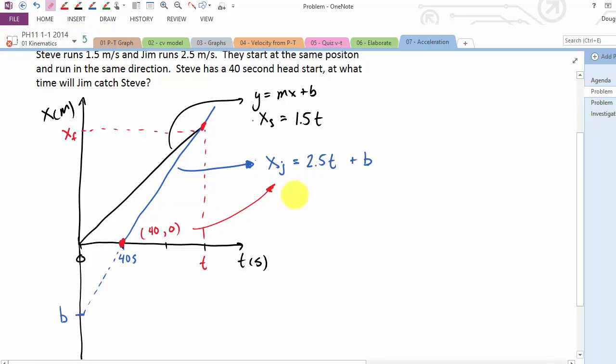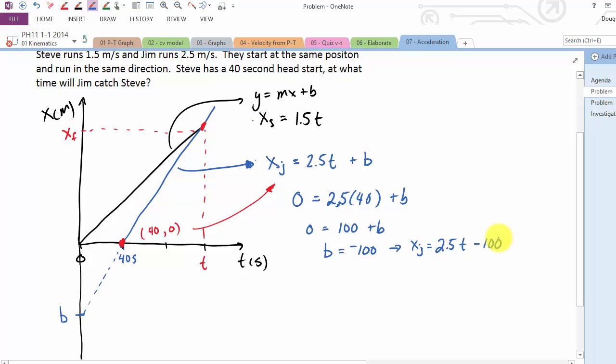If we plug that point into this equation, we can solve for b. The position there is 0, and the time is 40, so 0 equals 2.5 times 40, which is 100, plus b. So b equals negative 100. We can then say that the equation for Jim is xj equals 2.5 t minus 100. Great, so now we have the equations for the two lines.